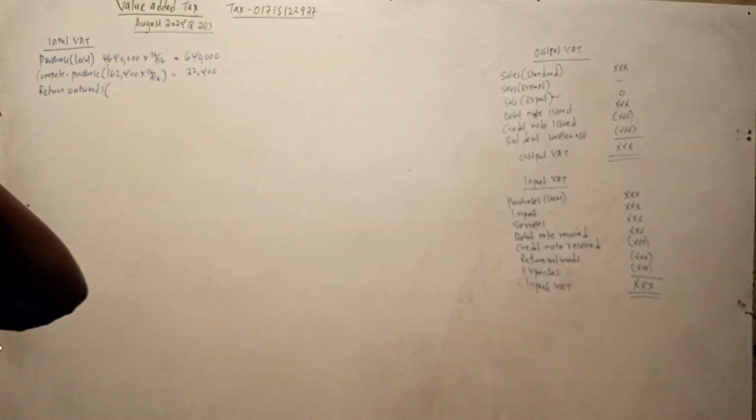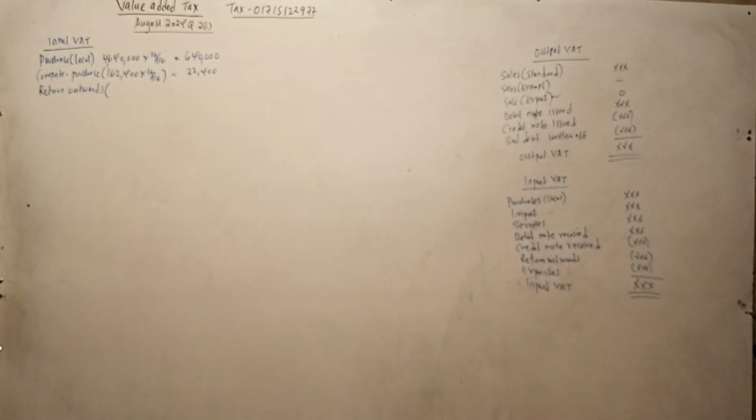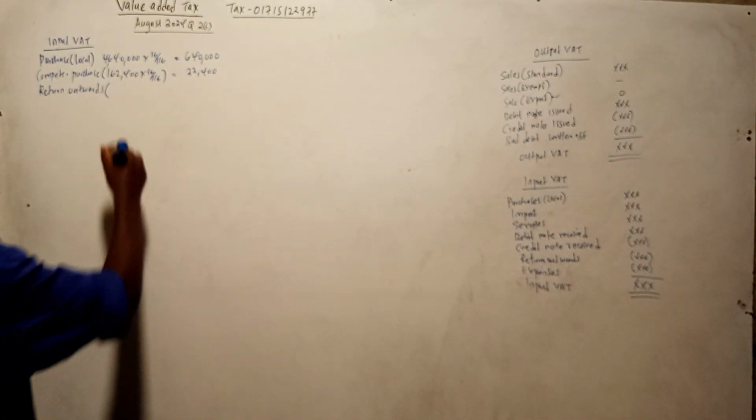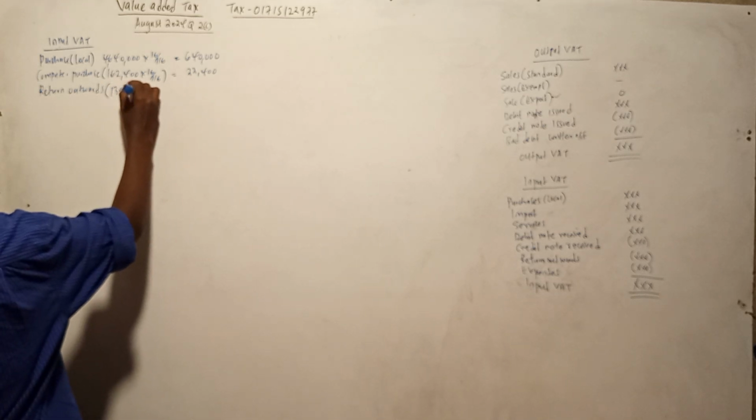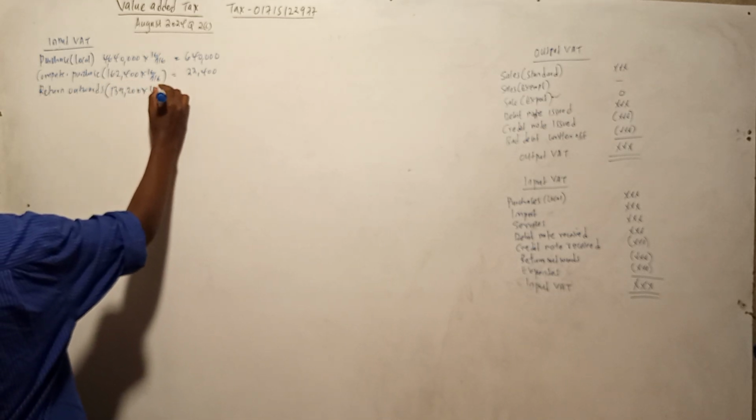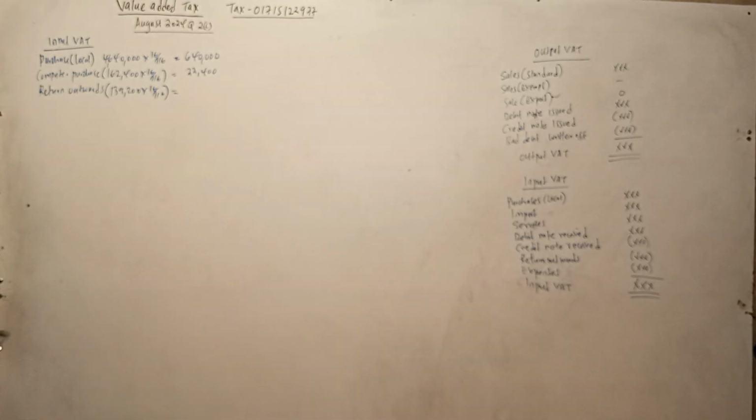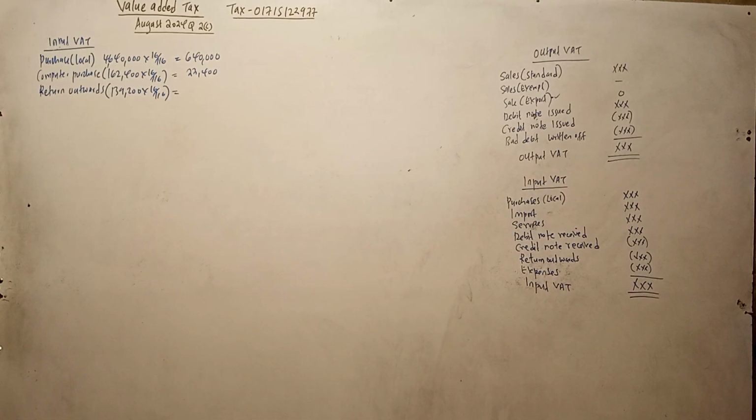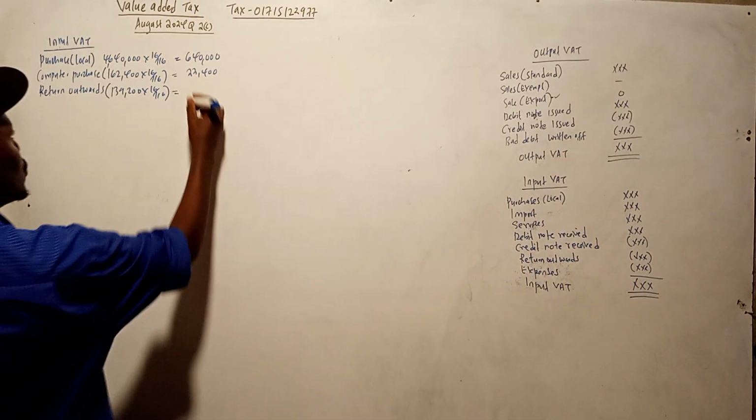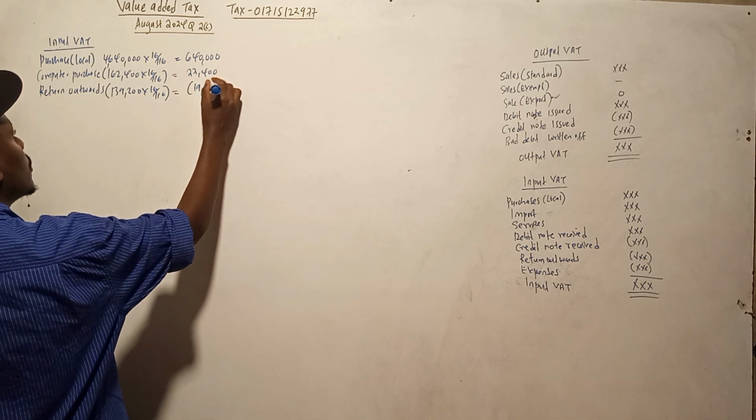Now our return outwards, and they tell us how much? 139,200 times 16 over 116. So 139,200 times 16 over 116, 19,200. Remember, it's supposed to reduce this account. 19,200.